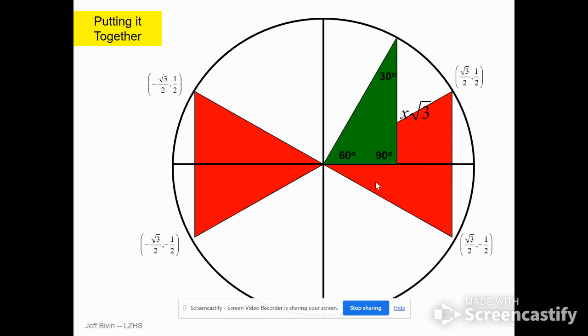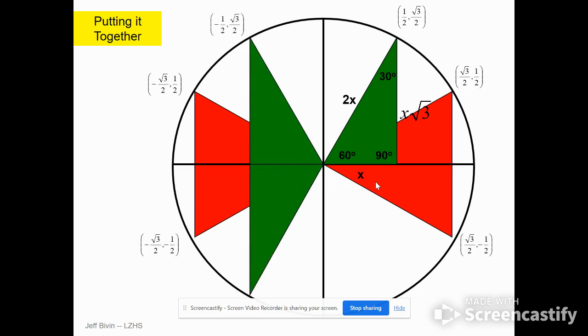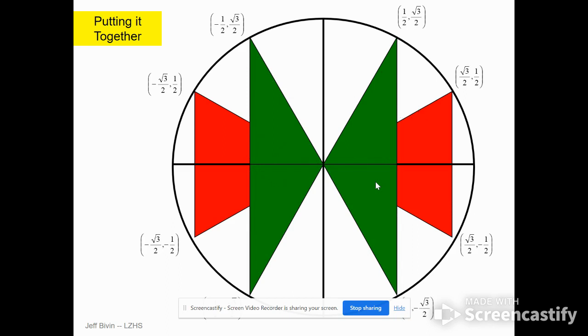I'm going to do the same thing with a 60-degree reference angle. But now this coordinate is 1/2, √3/2. And that'll be the same for all 60-degree reference angles. So in quadrant 1, in quadrant 2, in quadrant 3, and in quadrant 4, just changing positives and negatives depending on what quadrant we're in.